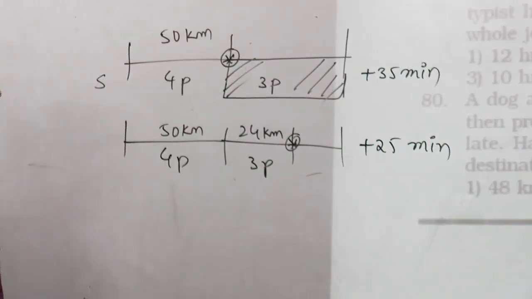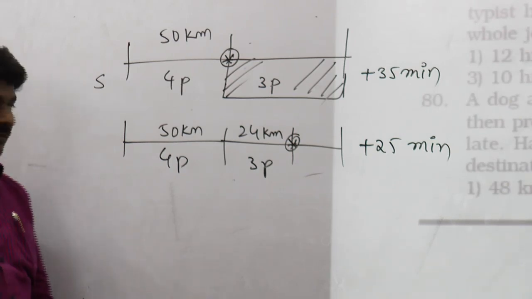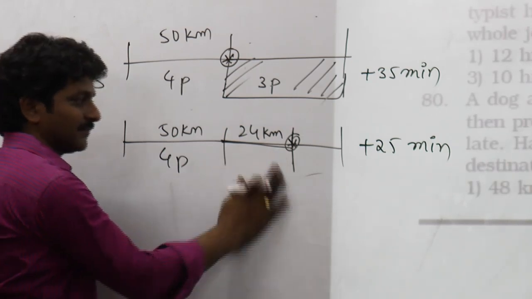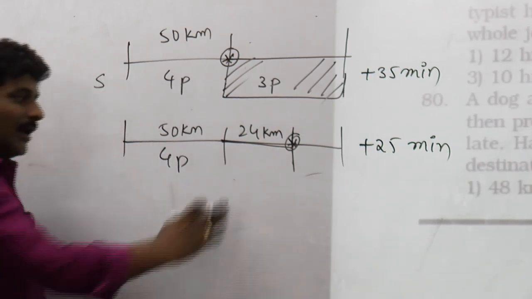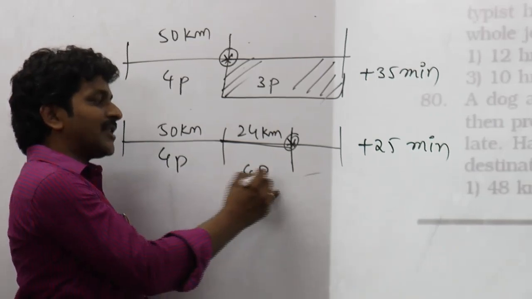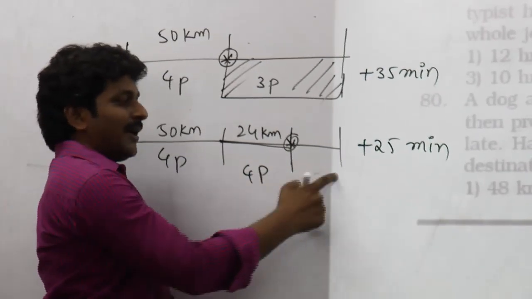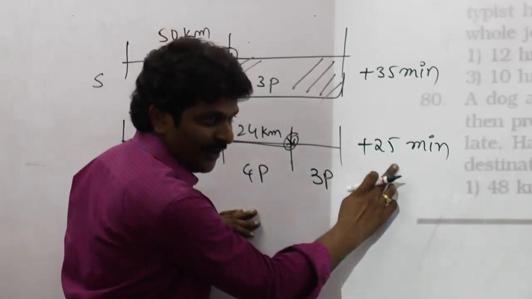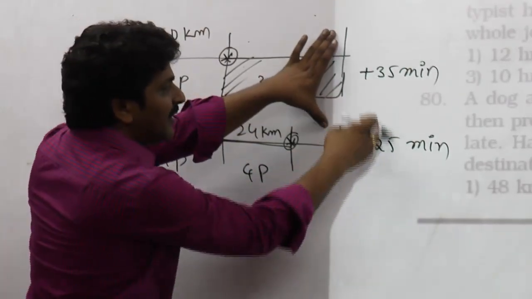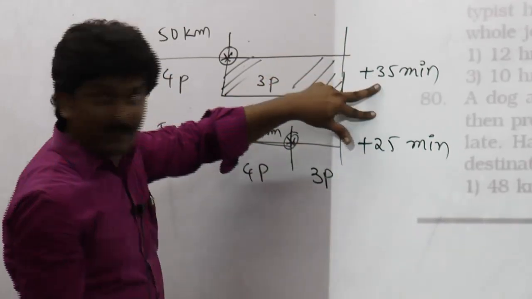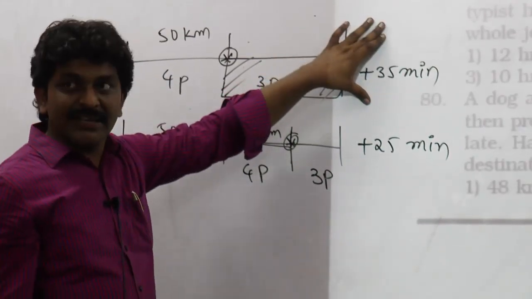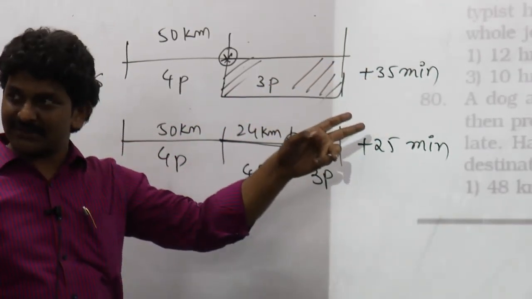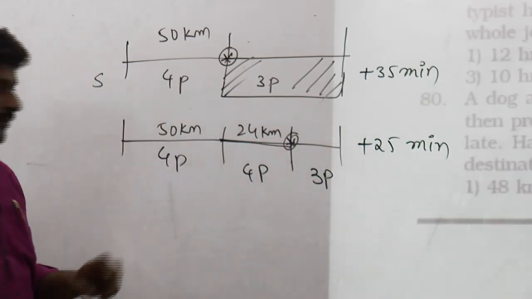Okay? Had the meeting happened after 24 kilometers more, in a sense, after this 50 kilometers and then 24 kilometers. After this, he is going with 4 parts speed. The remaining distance is moving with 3 parts. Now he is late by only 25 minutes. What is the time lag between these two cases? 10 minutes.